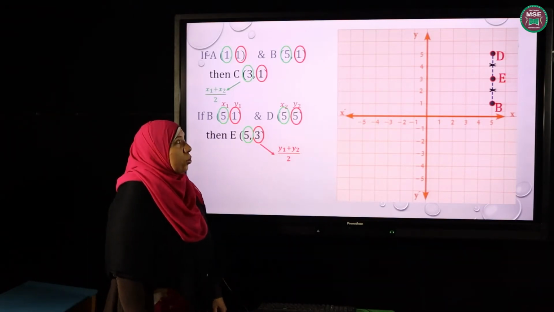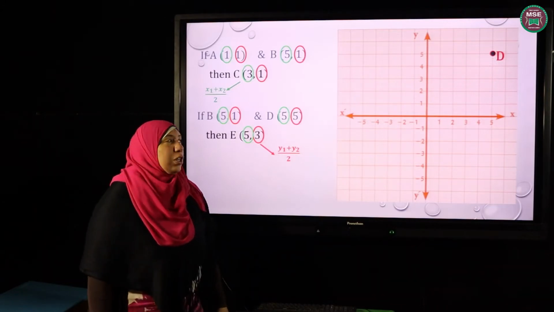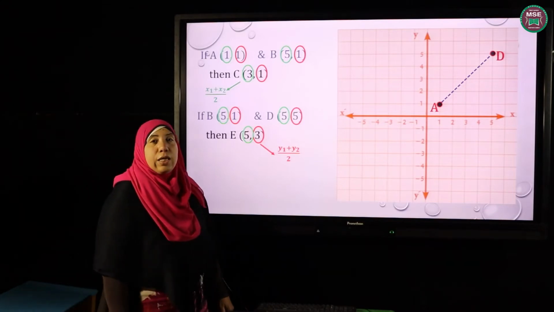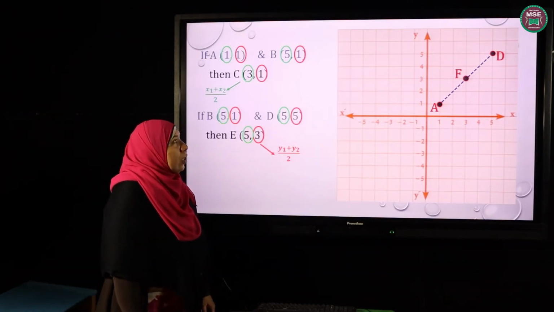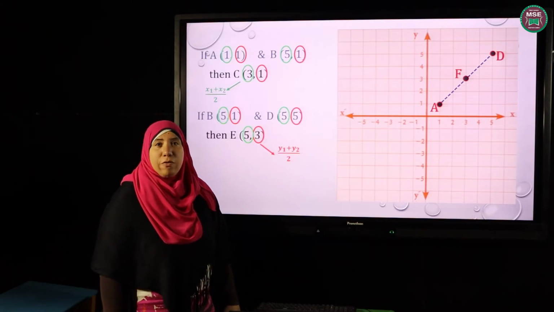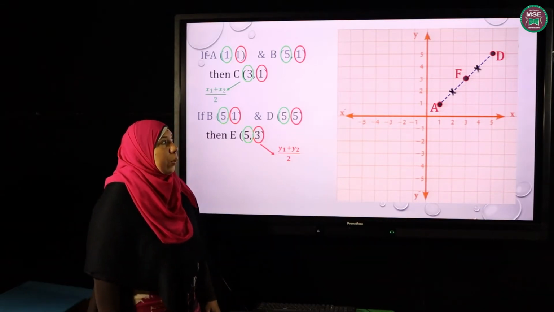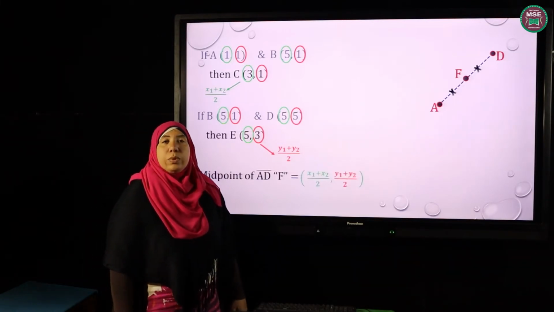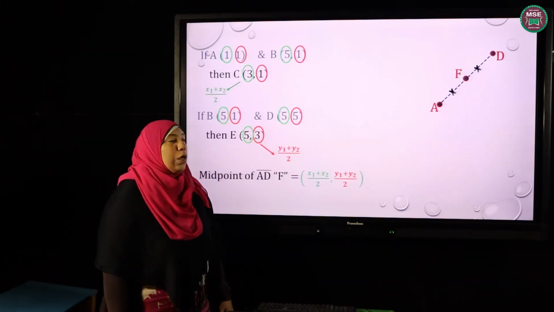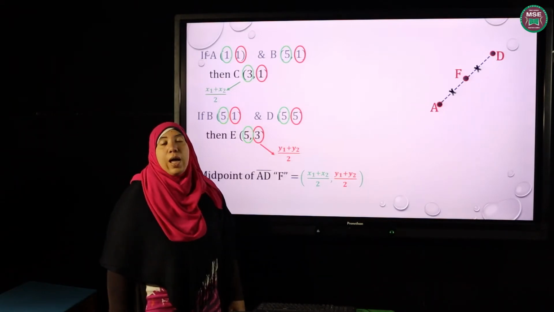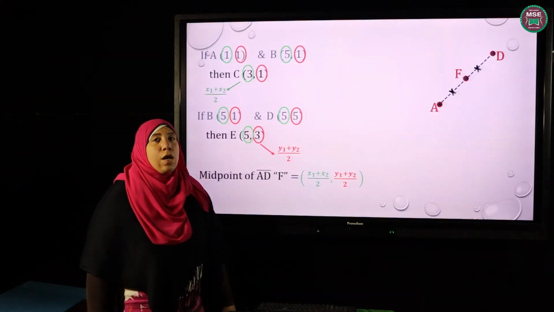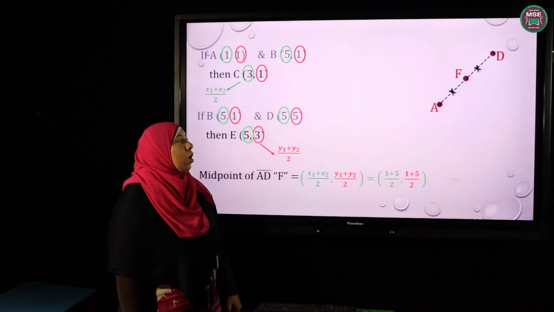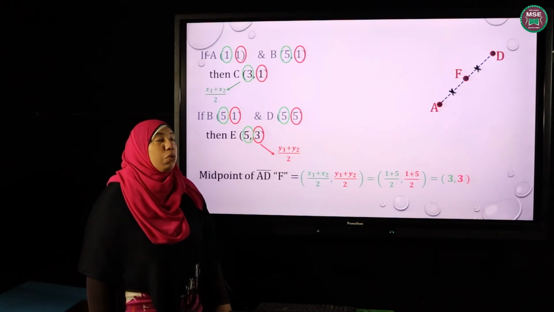So if the straight line is not vertical nor horizontal, if I have here a line AD, for example, and I want the midpoint F, I use this rule: x1 plus x2 over 2, y1 plus y2 over 2. I use this rule if x or y is not constant. So I will make 1 plus 5 over 2, 1 plus 5 over 2, equal to 3 and 3.